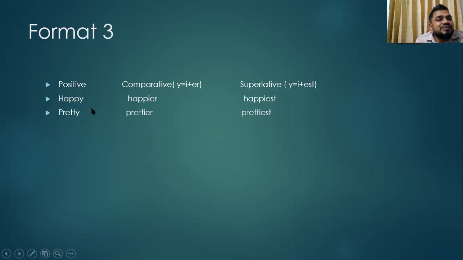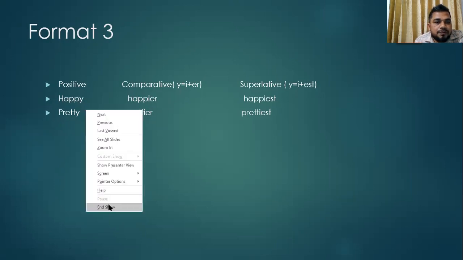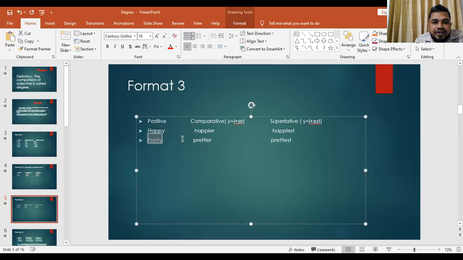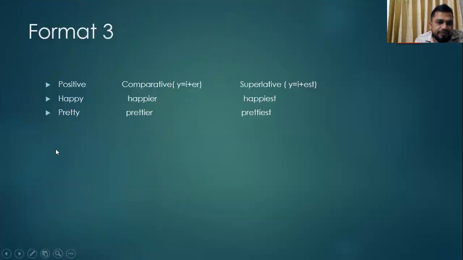That means happy is the positive form. Its comparative form will be happier. Its superlative form will be happiest. And pretty, prettier, prettiest. Again, happy, happier, happiest. Another adjective: pretty, prettier, prettiest. And that's all about format three. Let's go to format four.